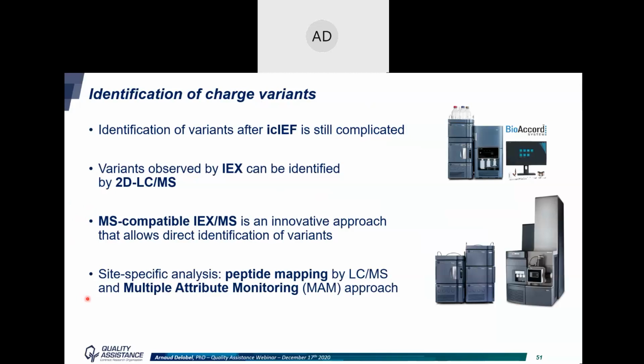And I have not talked about that today, but all that is presented here is done at the intact level, or even at the subunit level if you do 2D LCMS after reduction. But if you want more information, you can do a peptide mapping by LCMS using a multiple attribute monitoring approach. And if you use a suitable digestion with trypsin in optimized conditions to avoid the formation of deamidation and oxidation during the trypsin digestion, then you can determine which sites are deamidated and the amount of deamidation, for example, on each site of your protein.